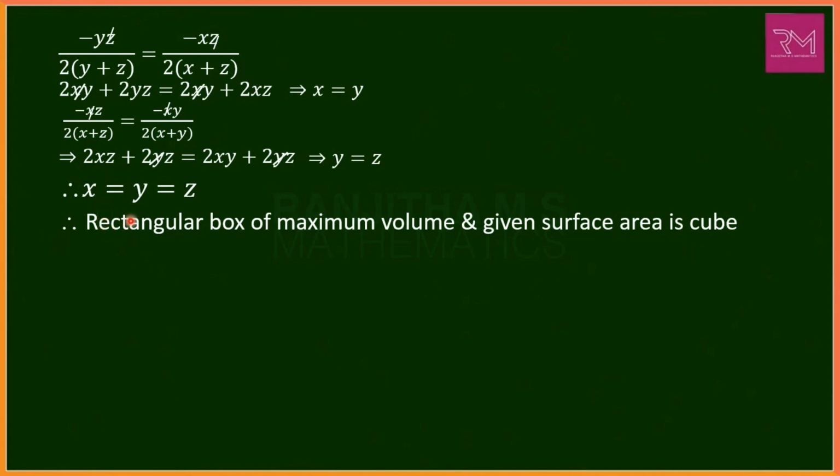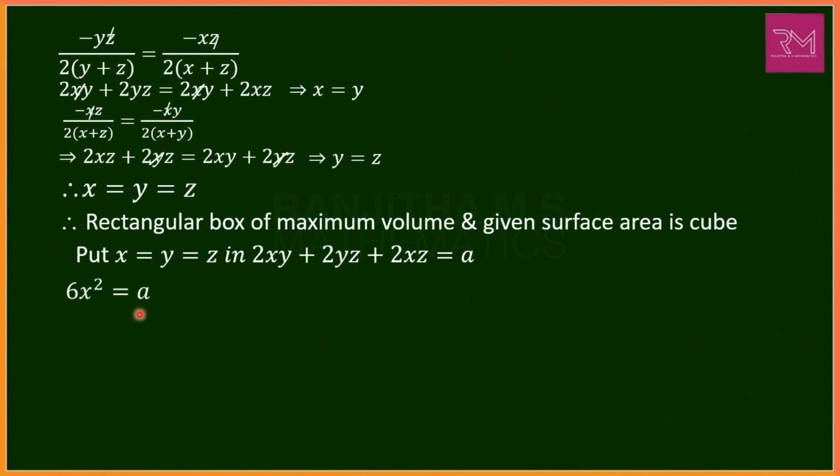Next step, to find the stationary points, substitute x is equal to y is equal to z in the value of v. Here v is 2xy plus 2yz plus 2zx, which is equal to, call some value a. Substitute x is equal to y is equal to z, that means substitute the yz value as x, or the xy value as z, or the xz value as y, any one of the conditions. Here 6x square is equal to a, hence we get the x value as square root of a by 6.